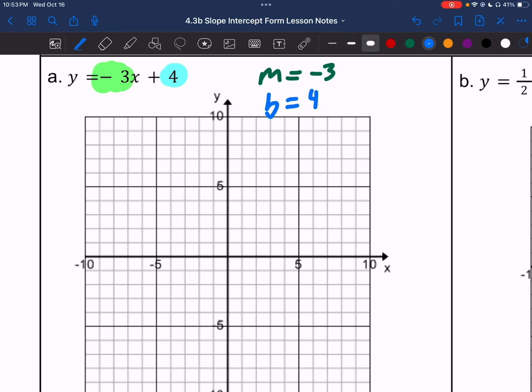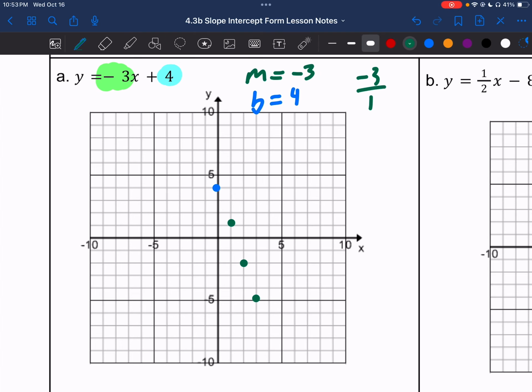So now I start by graphing, and I put my starting point at 4. And my slope is negative 3. So what that means is I'm going negative 3 over 1. So we're going to go down 3 and to the right 1. So down 1, 2, 3 to the right 1. Down 3 to the right 1.